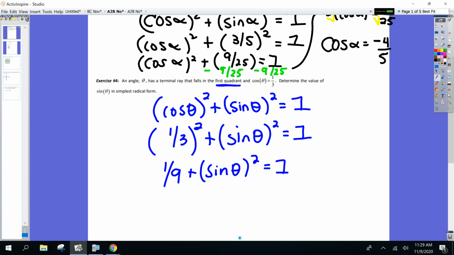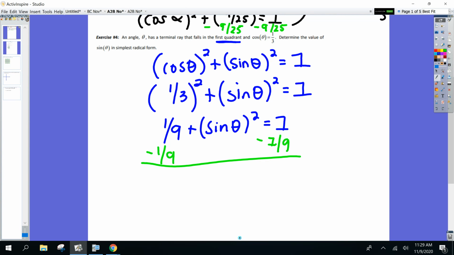Again, how do I move the 1/9 over? Subtract it over. One minus 1/9. We're at 8/9. Look good? Everyone at home all right? 8/9. And then what was our final step? Get the squared out of there. Take the square root of both sides.